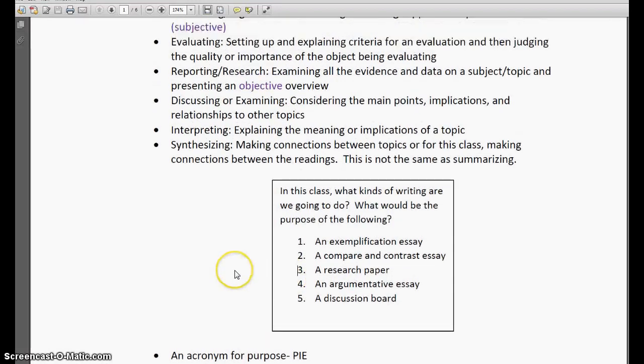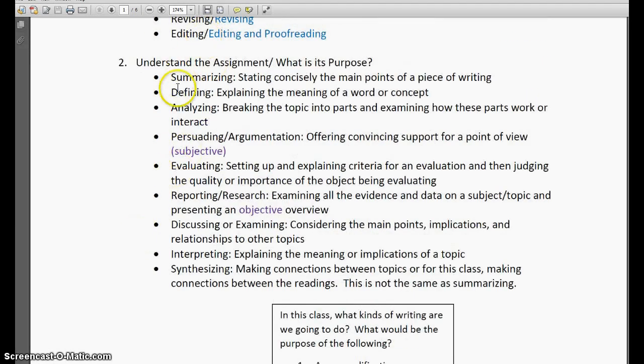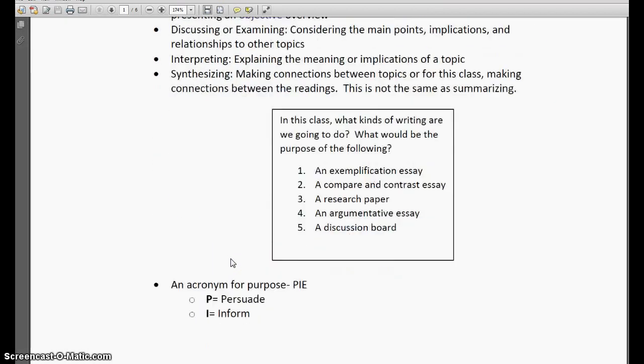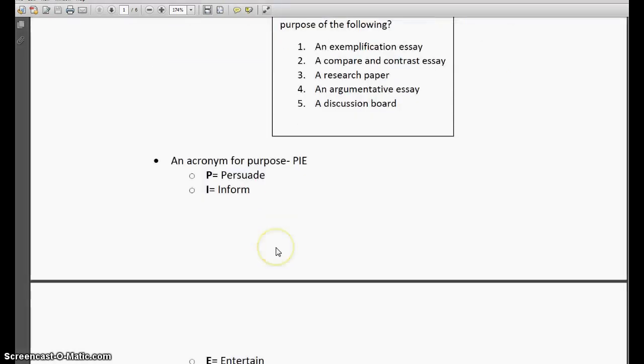What I'd like you to do is think about a compare and contrast paper. Which one of these would be our purpose for the compare and contrast paper? So think about that and formulate your ideas. We'll discuss that later. Okay, next, which goes along with the purpose, is the acronym PIE.